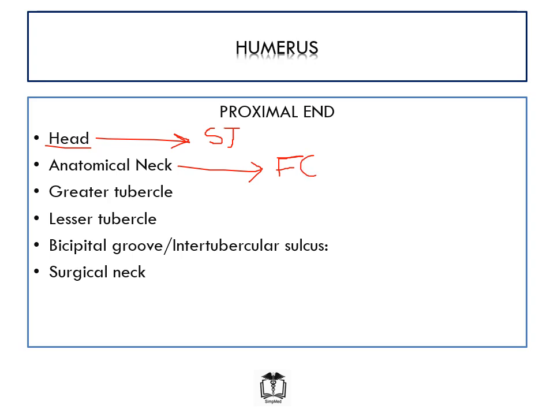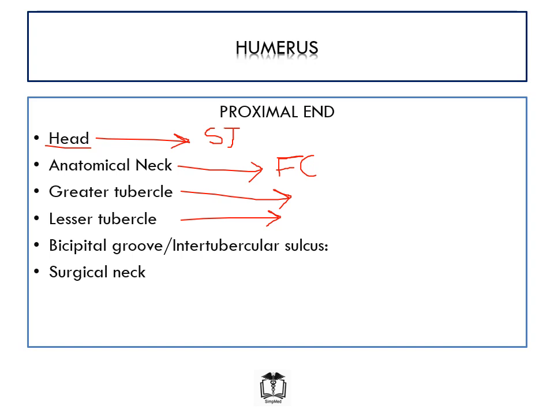And then we have the greater tuberosity or greater tubercle. The greater tubercle is related to a number of muscles. We'll mention that when we get to that section. We have the lesser tuberosity or lesser tubercle, also related to a number of muscle structures. And then we have the bicipital groove or intertubercular sulcus.